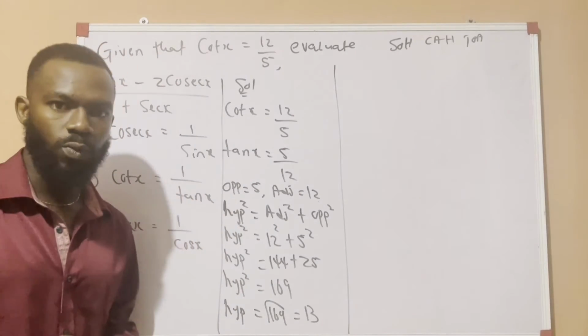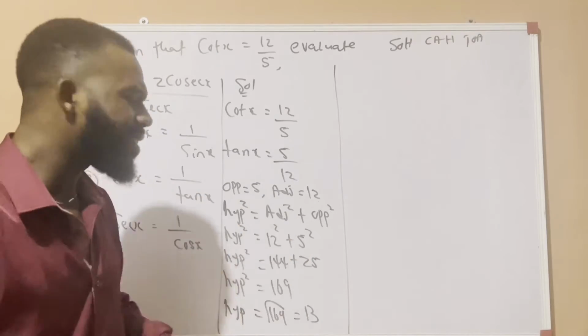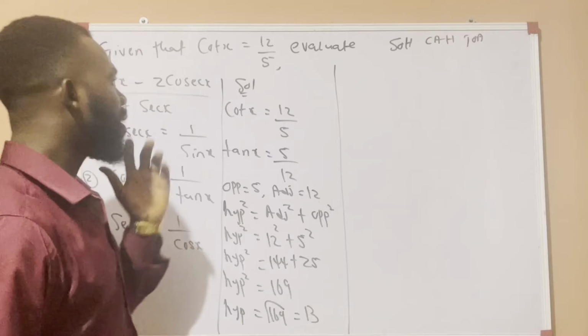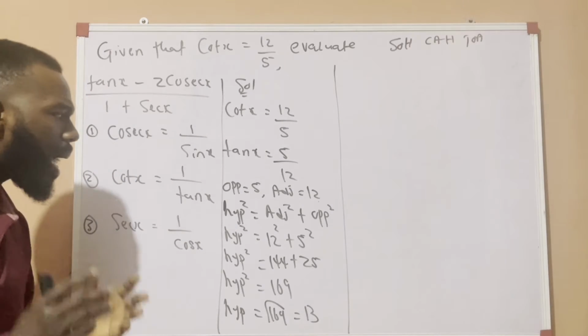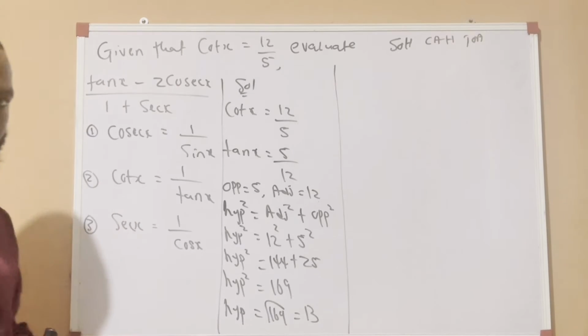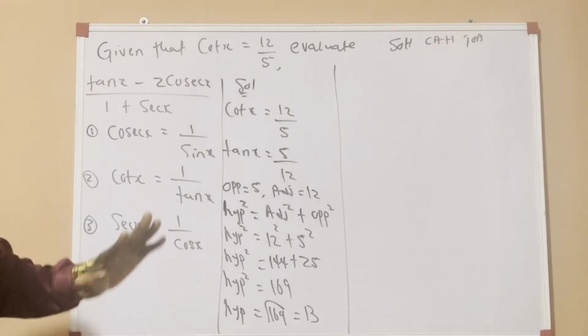Very good. Now we have gotten what? Our hypotenuse. Now we have not just gotten the hypotenuse, but rather we have gotten the three sides of the right angle triangle. Now let us proceed. Now that we have been able to get the three sides, let's come back to the question which we have to evaluate. The question says evaluate tan x minus cosec x over 1 plus sec x.